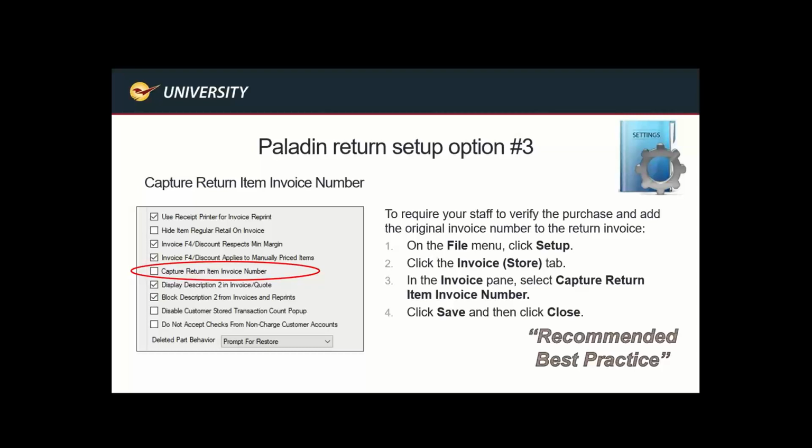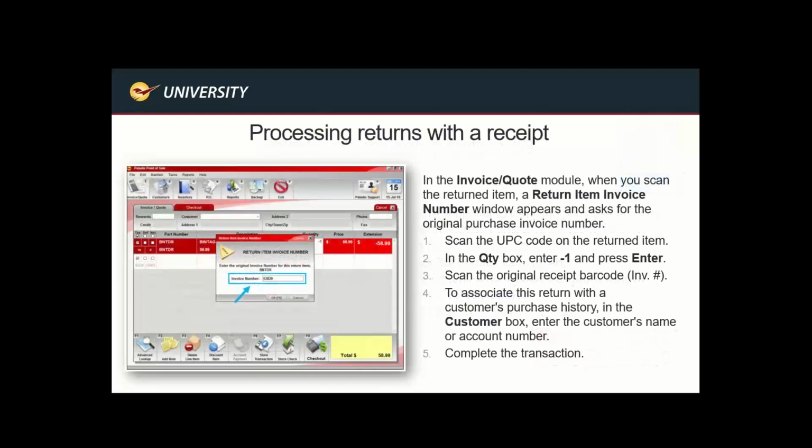So you go into File Setup, click the Invoice Store tab, and in the Invoice pane, you'll select Capture Return Item Invoice Number. You can see that, and then you just save it, and you're good to go. So let's look at how this screen looks when you're processing returns with the receipt. So what is the proper procedure for this? I would imagine today, if you don't have this particular feature activated, you just scan the item and put a -1, right? Well, that's great. That works just fine. The only problem is you're just giving them back the current list price for that item.